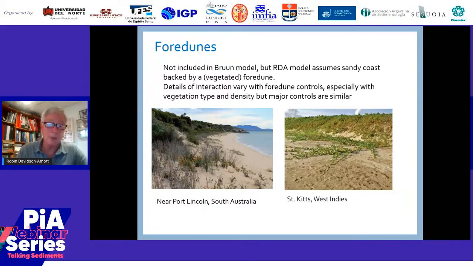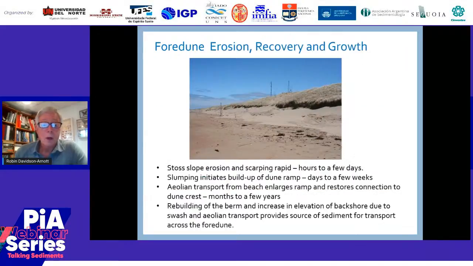Okay, so the details of that beach-dune interaction will vary with controls such as the tides, the wind climate, the wave climate, and so on. And they will vary also with the vegetation type and density. So you've got an example on the left from South Australia and another one on the right from St. Kitts in the Caribbean. Two different sets of vegetation types, and the way in which the foredune develops will differ, but the processes are essentially the same.